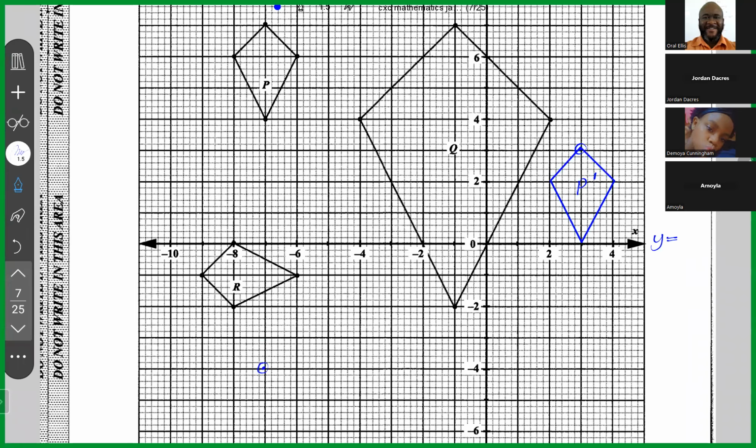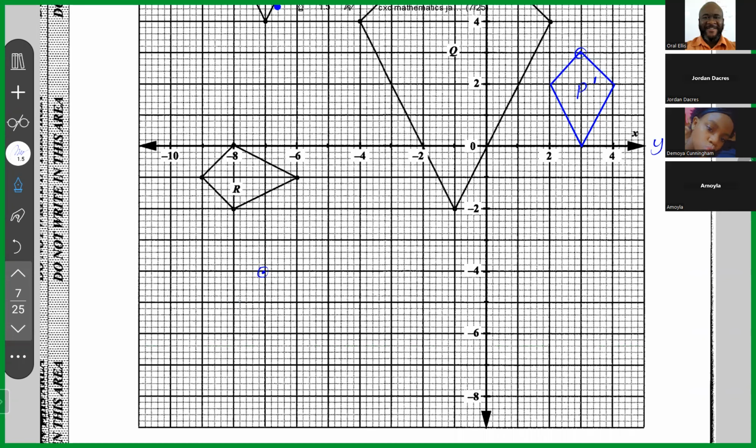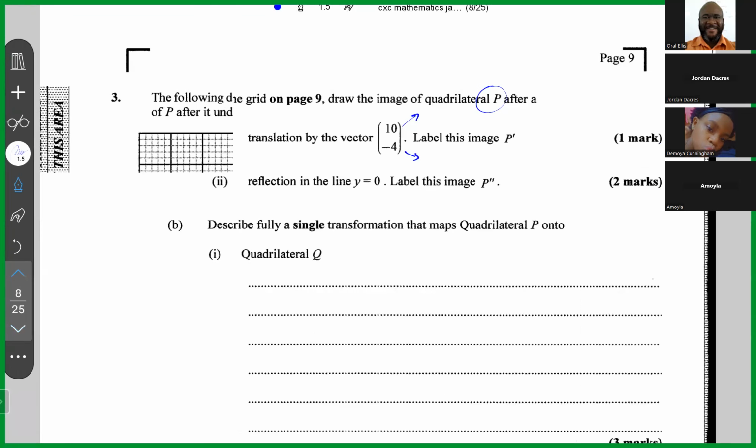Once you reflect all of the 4 vertices, you simply join them together. It's very easy for me using the software. P is the object, and this image I'm calling P prime because that is the instruction I received from the examiner. All right, so I got 3 marks. Let's see if we can get the rest.